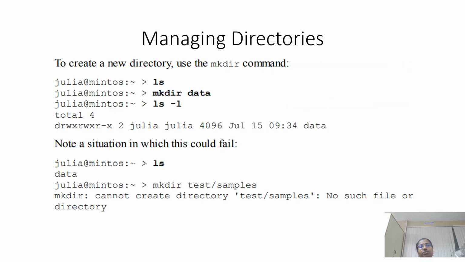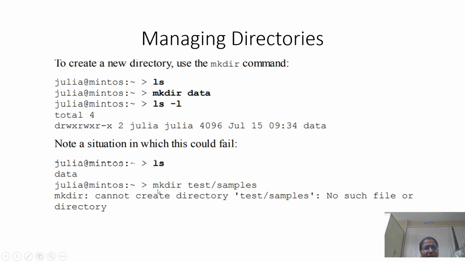To create a new directory, you use the mkdir command, make directory. Now we are using mkdir to create one directory called data. Now listing all the files with ls -l, the directory is created. Now this includes a count of 4. So ls shows data now.